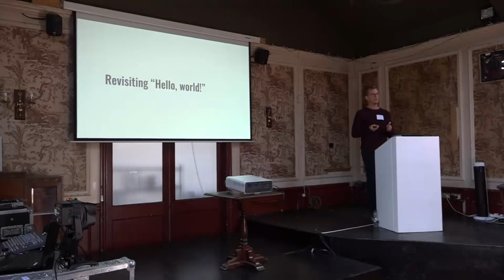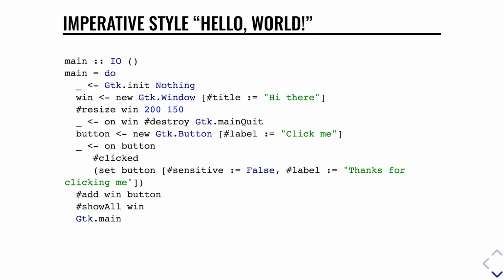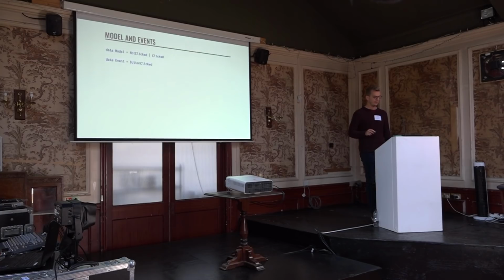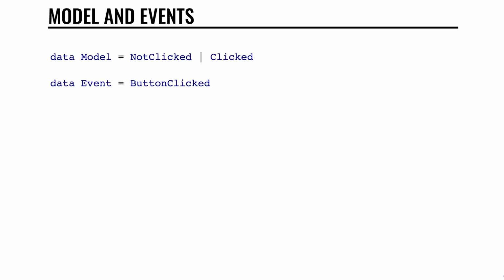So let's look at Hello World from before, but try to rewrite it using this Elm-style app approach. This was what we had before, a bit messy. We'll instead use data structures. So our model is either not clicked or clicked, and our event is only button clicked.